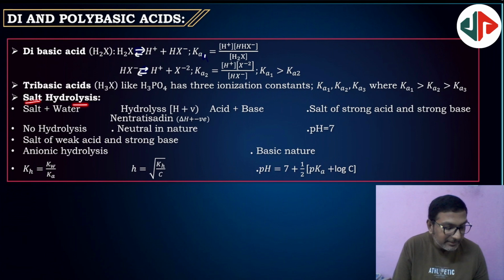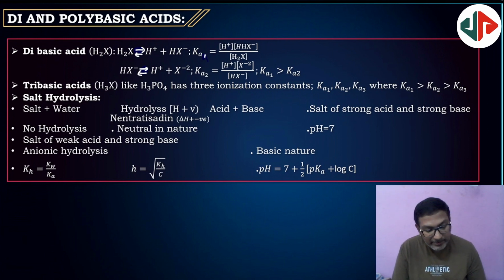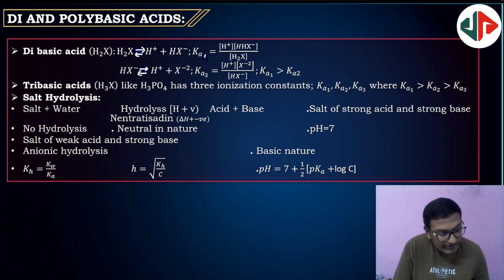Next, salt hydrolysis. We have four types of salts based on strength. First one, salt of strong acid and strong base. Here there will be no hydrolysis in the case of strong acid and strong base. pH is always 7.